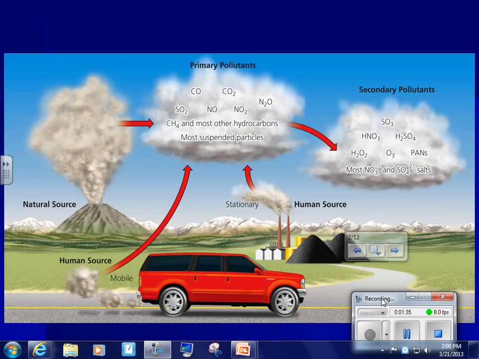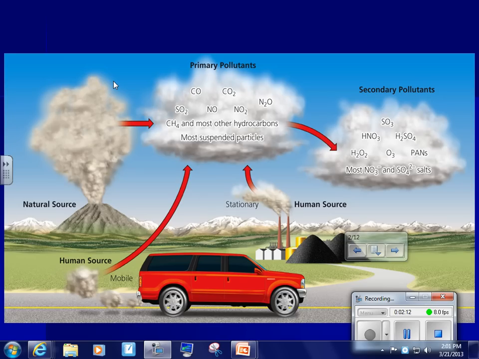So once in the atmosphere, these pollutants can be broken down into two broad categories. One category is what we call primary pollutants, and primary pollutants are emitted directly from their source into the atmosphere. These include carbon monoxide, carbon dioxide, sulfur dioxide, nitrogen oxides and nitrogen dioxide, as well as nitrous oxide. VOCs are also considered a primary pollutant, such as methane or other hydrocarbons. So these are primary pollutants that can, by themselves, cause significant harm.